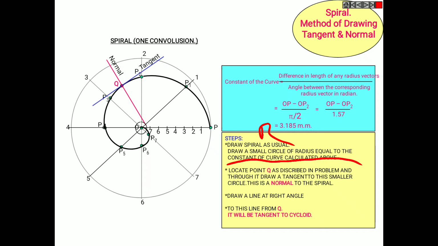Okay, this is about your engineering curves part 2, like involute, cycloid, spiral and helix. We have seen all the things in tangents and normals. So that's all for today's session. I hope you have gone through all these things and understood very well.